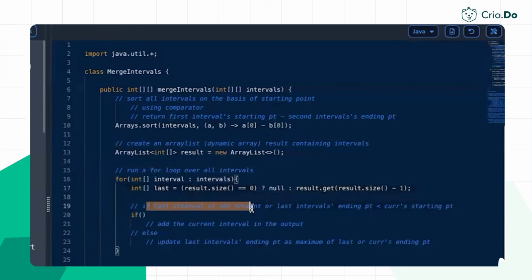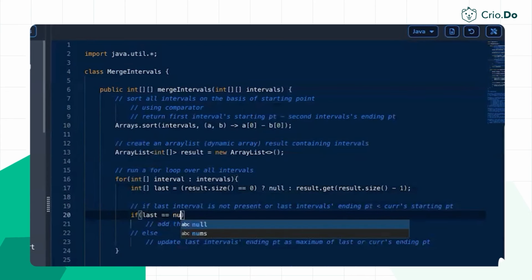Now we need to check if the last interval is not present, it means it is null. Or we can say if the last interval's ending point is smaller than the current interval's starting point. Last interval's ending point means first index, because the ending point is at the first index, and the starting point is at the 0th index. If it is smaller than the current interval's starting point, it means it is non-overlapping. And if it is non-overlapping, we should add the current interval in the output.